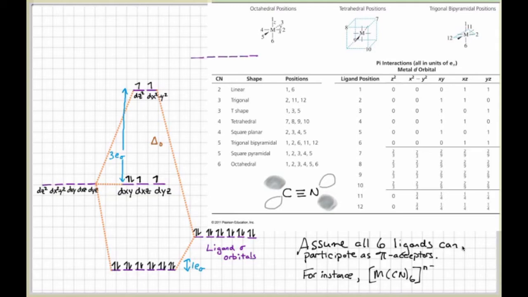Those orbitals, with 6 ligands, would combine to make 6 group orbitals, pi star orbitals. Those orbitals interact with the metal. We'll show a little diagram here to indicate the type of interaction that can occur. Here we have the metal. I've shown the x and y coordinate, so this is a dxy orbital in the metal with overlap to a pi star orbital of the cyanide ligand.